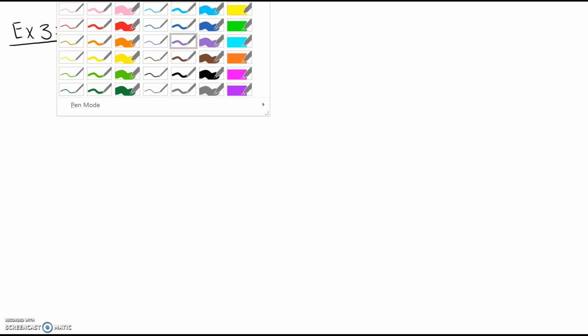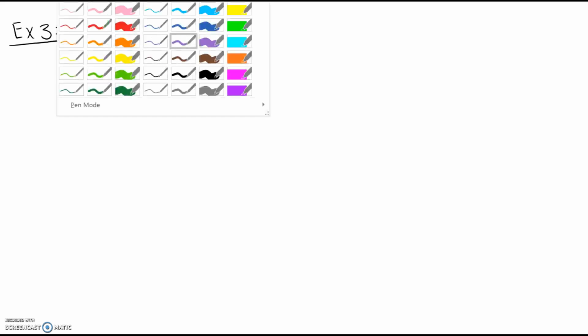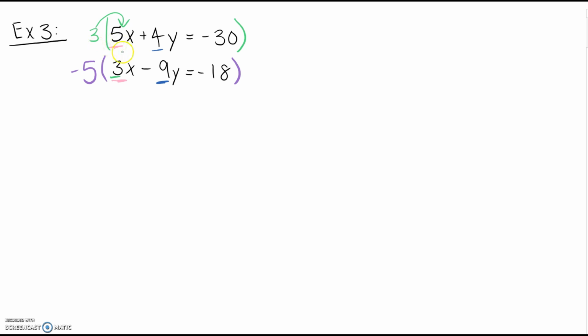So first equation, distribute, so, oh, and let's make one of these negative. Let's make the second one a -5. That way I add my equations instead of subtracting. So 3 times 5 is 15. 3 times 4 is 20. Just kidding. Oh my gosh. 3 times 4 is 12. And 3 times -30 is -90.